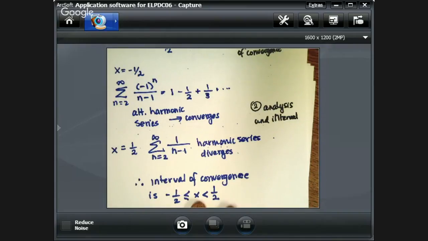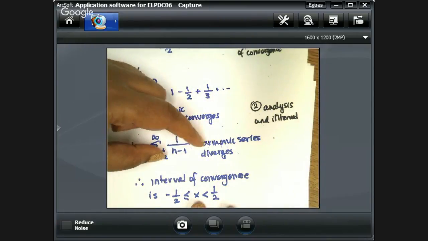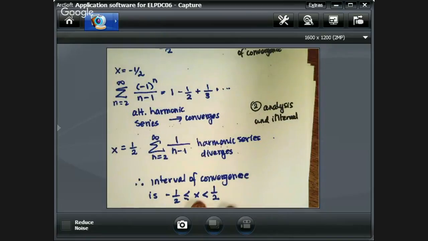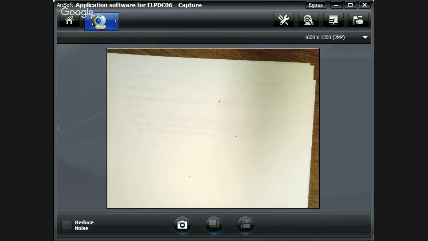It is very important, again, that you don't just say that this series diverges, that you give a reason for the divergence of the series. In this case, it's because I know it's the harmonic series. So that takes care of that problem. Let's look at another problem.